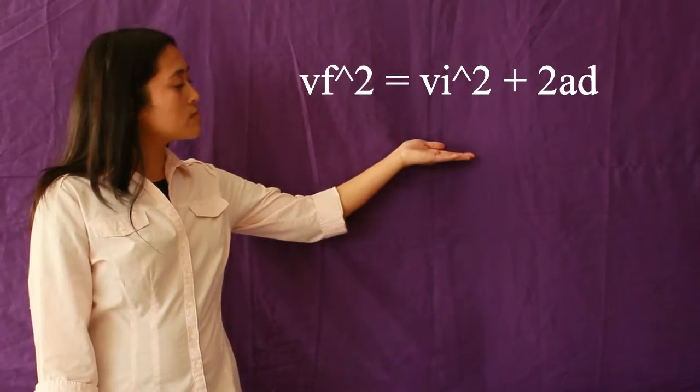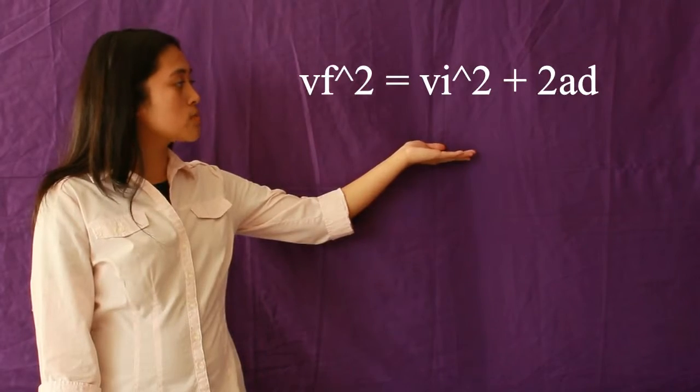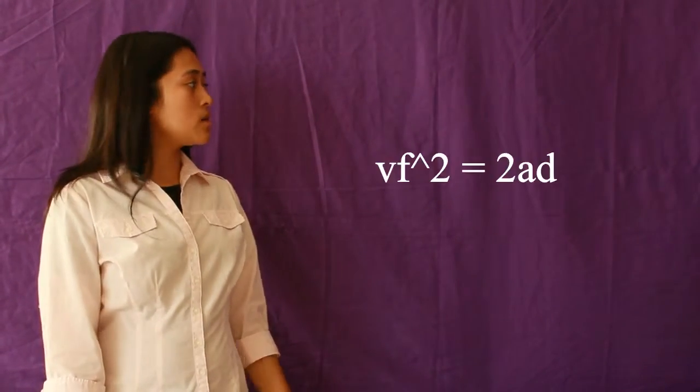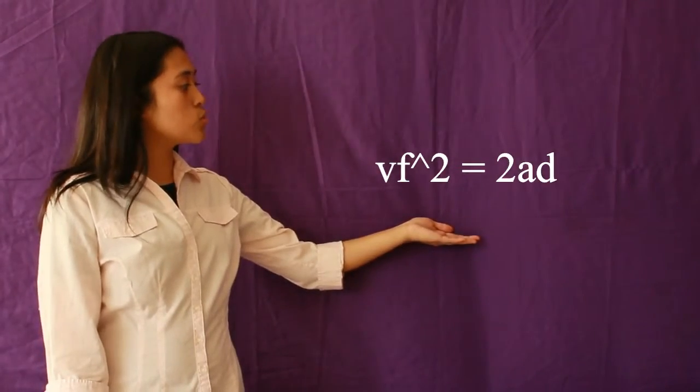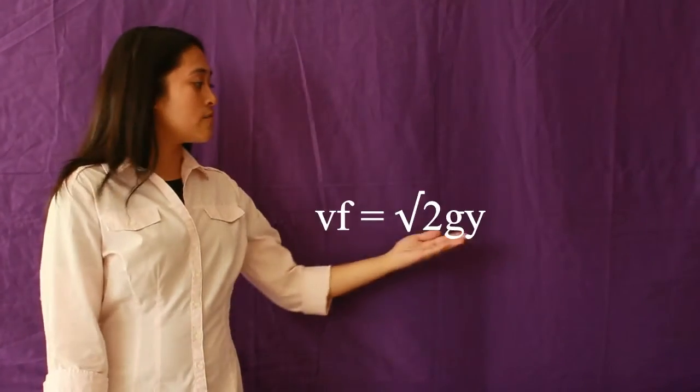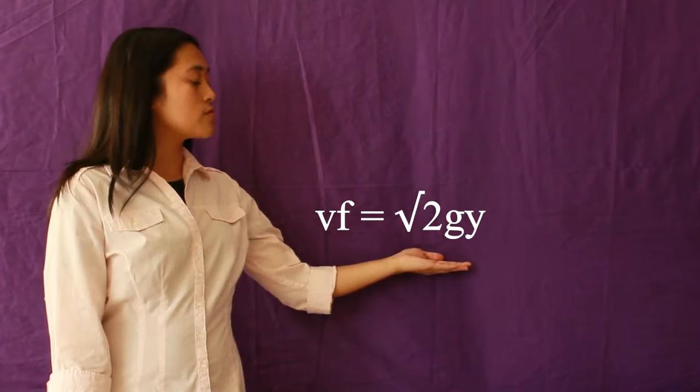Now let's move on to our fourth and last equation. So our last equation is Vf squared is equal to Vi squared plus 2ad. But since Vi is equal to 0, it would be Vf squared is equal to 2ad, or simply Vf is equal to the square root of 2gy.